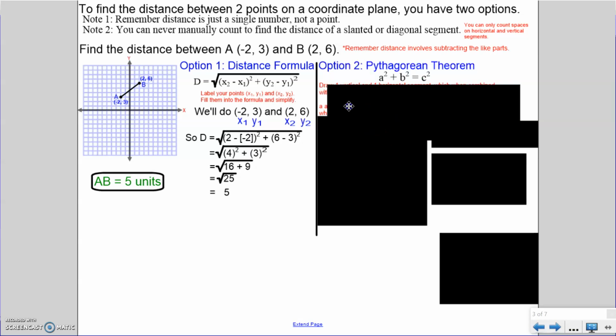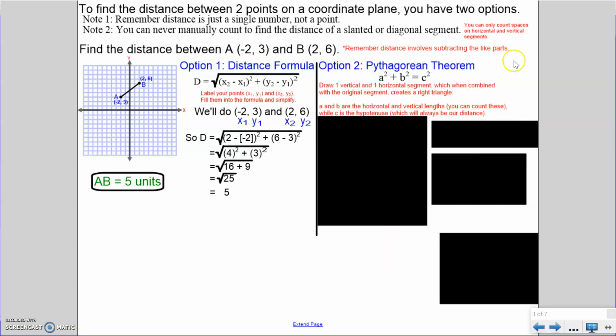Right, option 2 is the Pythagorean theorem. So that's a squared plus b squared equals c squared. What you're going to do is you're going to draw one vertical and one horizontal segment, which then, when combined with the original, creates a right triangle. A and B are the horizontal and vertical lengths, and you can count those because they're horizontal and vertical, they're not slanted. And C is the hypotenuse, which will always be our distance.